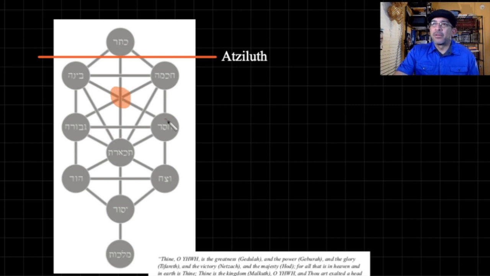So let's go to Chesed, but before we go to Chesed, you need to understand that these two Sefirot, Chokmah and Bina, are also in their own world. Bina and Chokmah are in the world of Briah.